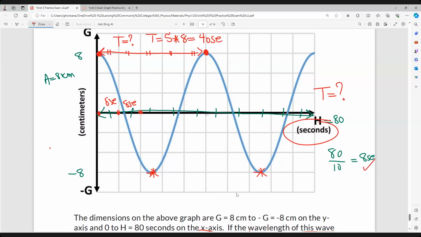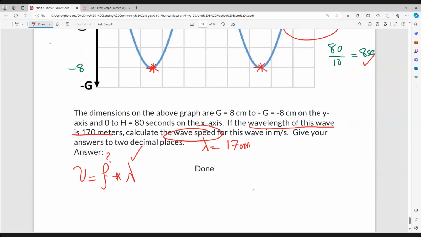So I can use this formula. Frequency is equal to 1 over period. What was the period? 40 seconds. Go ahead and just calculate this number. 1 divided by 40 seconds is going to be 0.025 hertz. Good. So this is going to be my frequency.